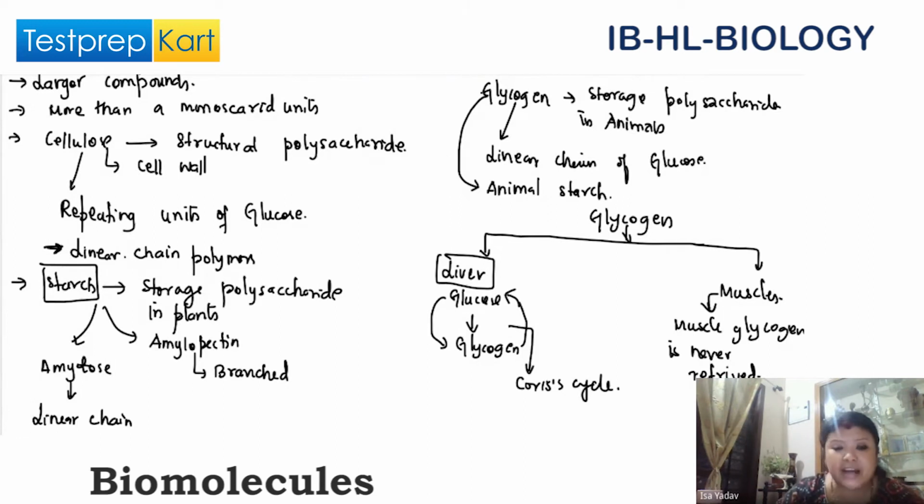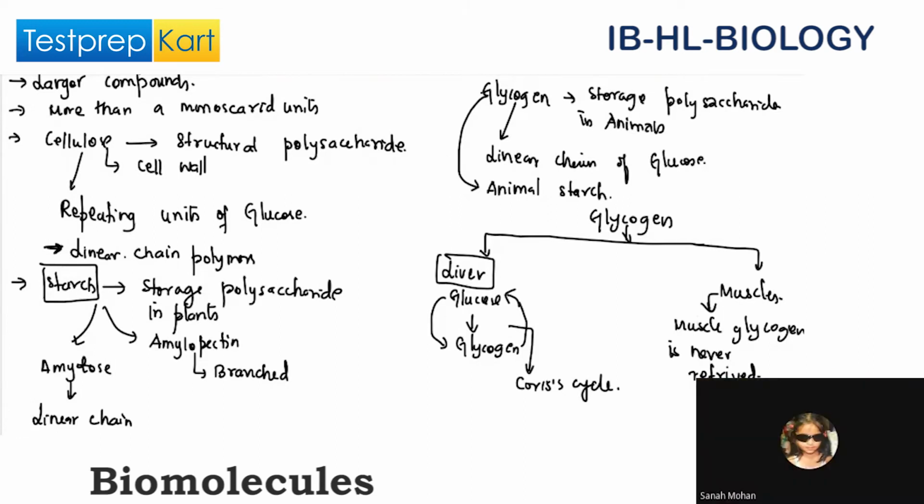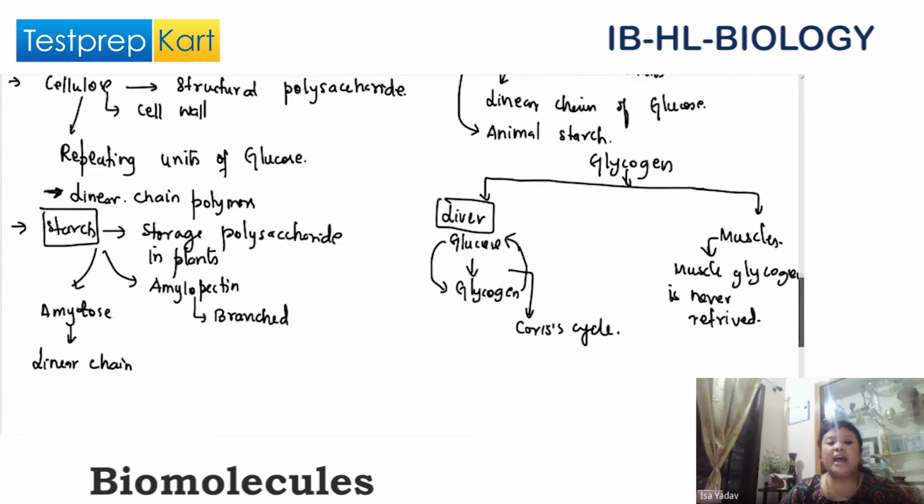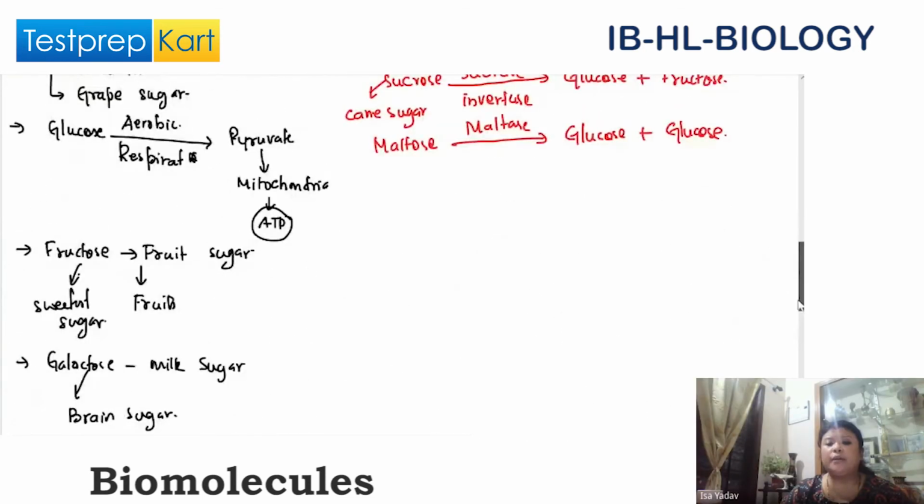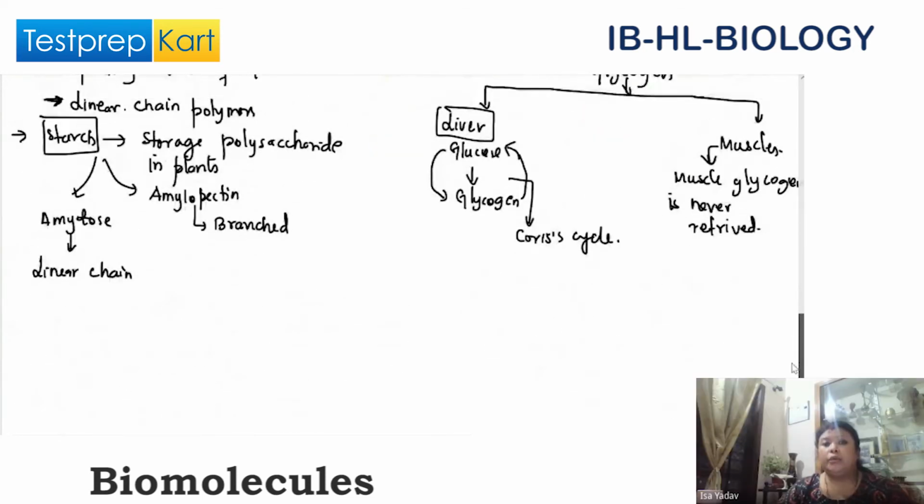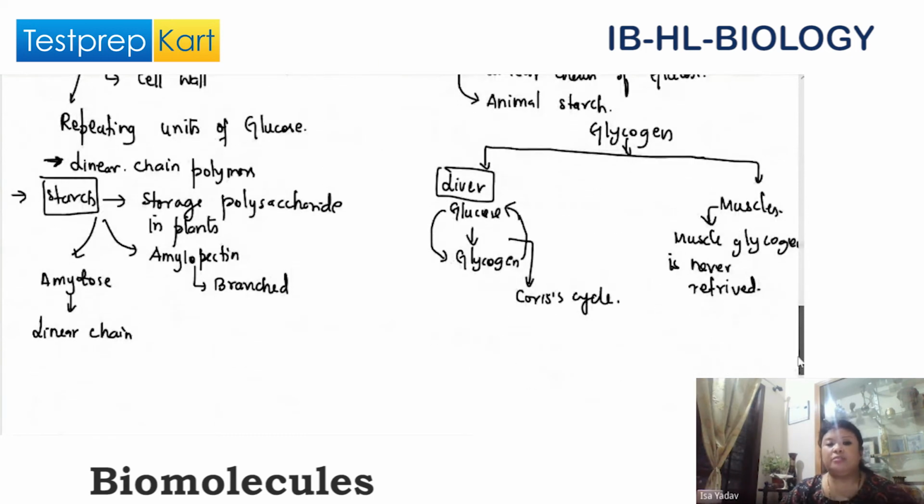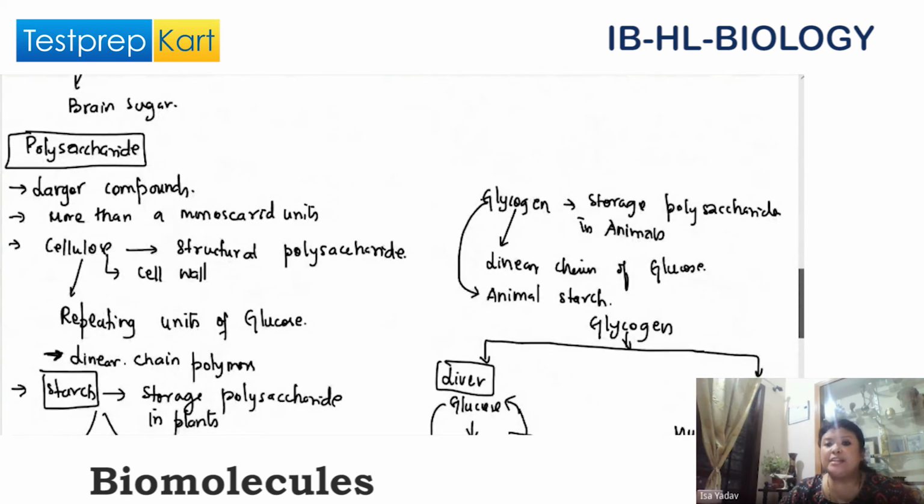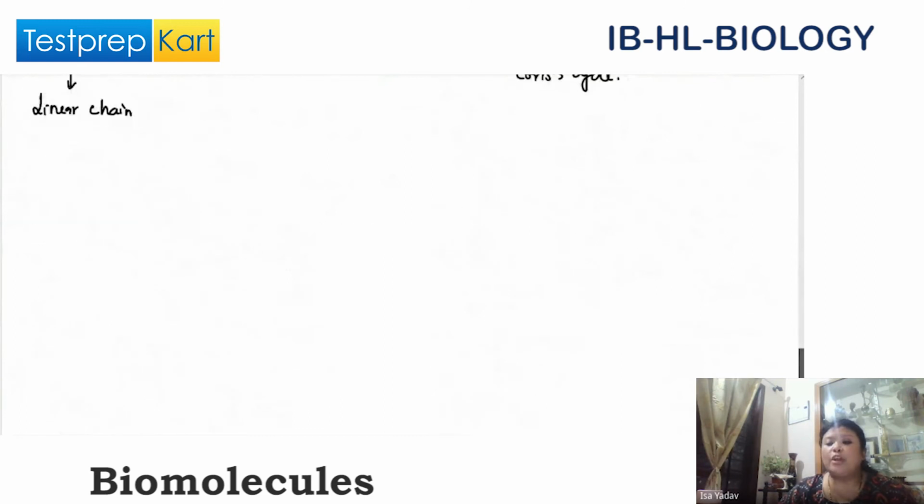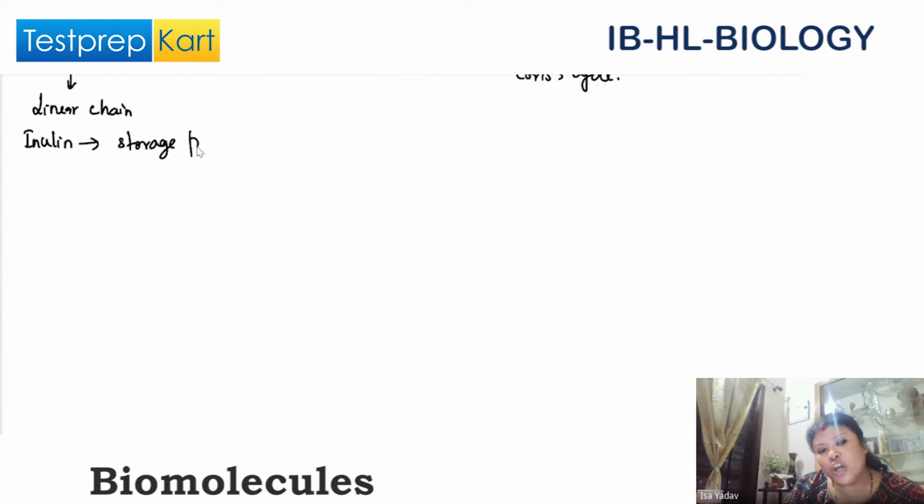In the upcoming class we're going to do the structures. Have you understood? Any doubt here? Okay. So glycogen. Glycogen is a storage polysaccharide. Starch is a storage polysaccharide. We'll come to another one which is called inulin. Inulin is also a storage polysaccharide.